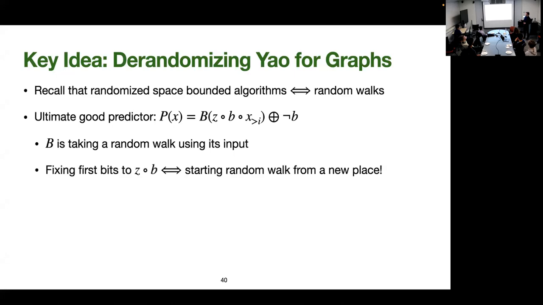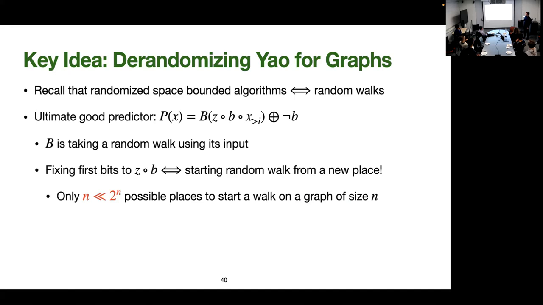Fixing the first bits of a random walk to a string has a simple interpretation in terms of the random walk. It's starting the random walk somewhere else. So rather than starting it from the start point, we're going to wander around the graph using our good predictor info and then start from there. There are only n different places to start a random walk on a graph. There might be 2 to the n ways to get to that place, but there are only n different places to start a random walk.